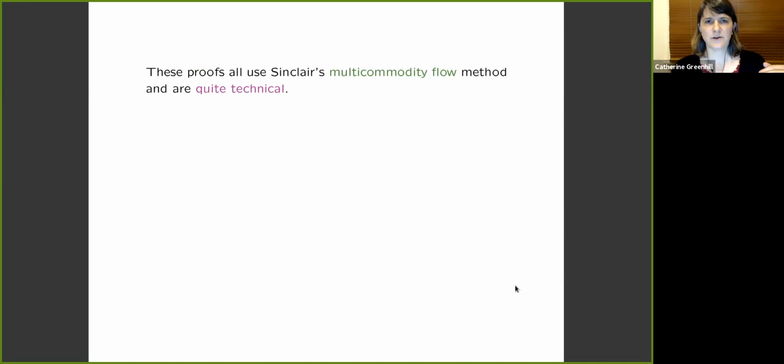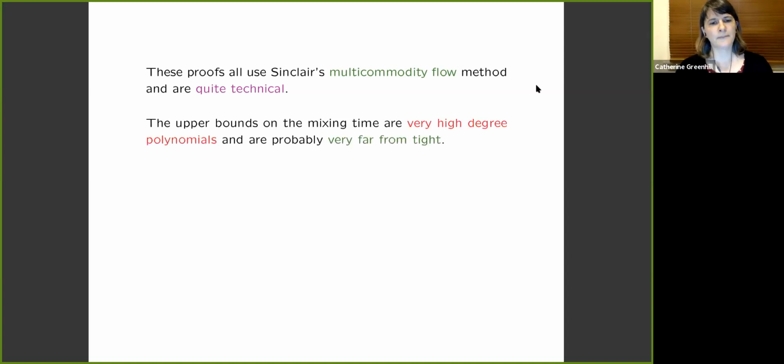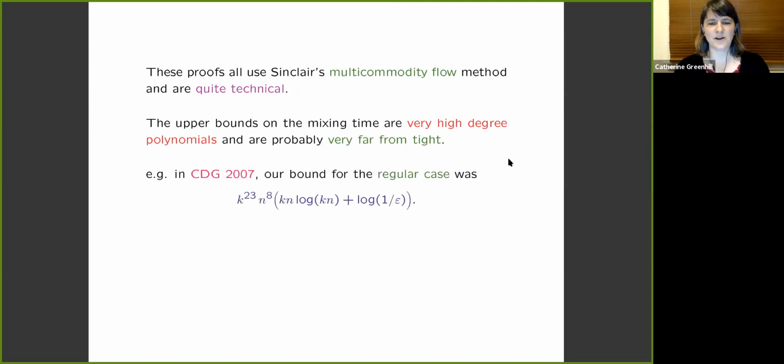Now, apart from those last two, all the dot point proofs for the special cases use this multi-commodity flow method of Alistair Sinclair, and the proofs are kind of long and technical and very fiddly and baroque. The upper bounds that result are also, while they're polynomial, which is good, very high degree polynomials, and so they're not very helpful to real world people, and they're probably very far from tight, but theoretical computer scientists are happy with polynomials. So I thought I should be honest and put one of my polynomials on here for you to have a look at.